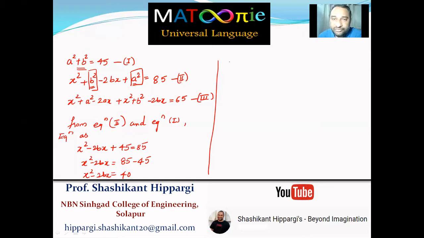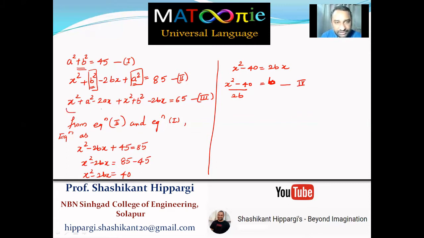So from this equation, we can find out the value of b. So I can say that x square minus 40 is equal to 2bx, so b is equal to x square minus 40 divided by 2x. Okay. Now, we'll call this equation number 4. We have already used 3 numbers, so we are calling it 4.